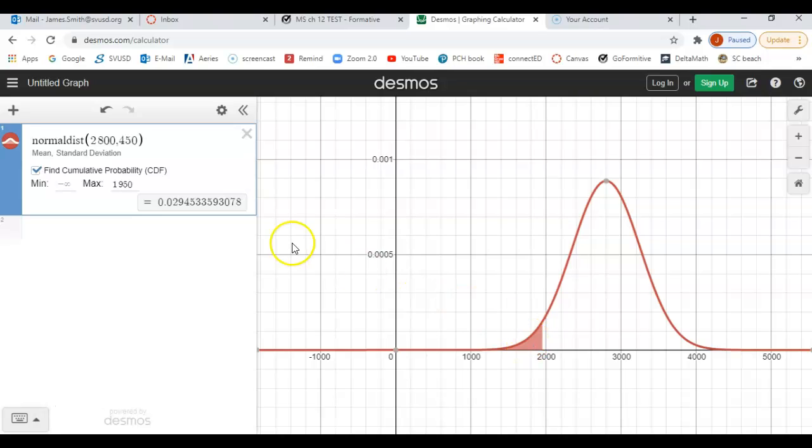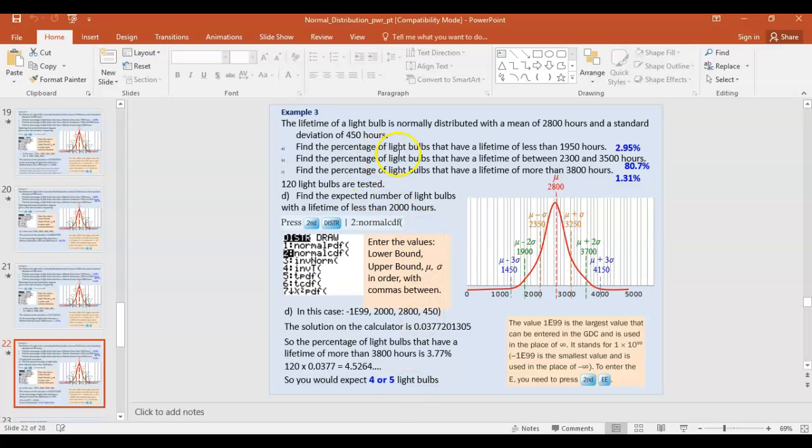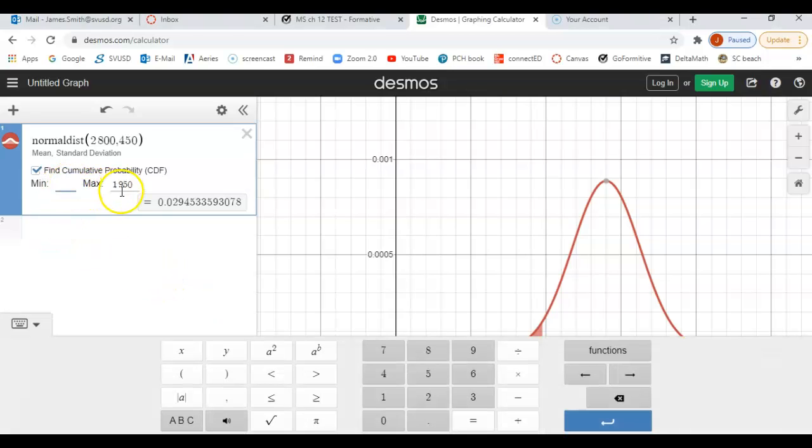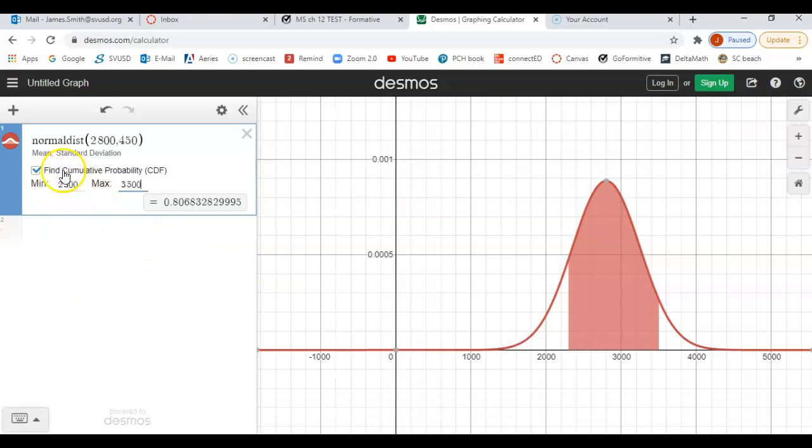So that's the first part. So let's change the question. What if it said find the percent of light bulbs between 2300 and 3500? If we were going to say between 2300 and 3500, those become your min and max. So my minimum is 2300, my maximum was 3500.